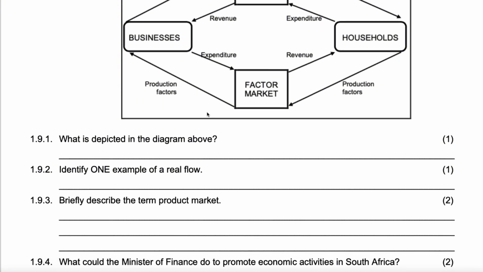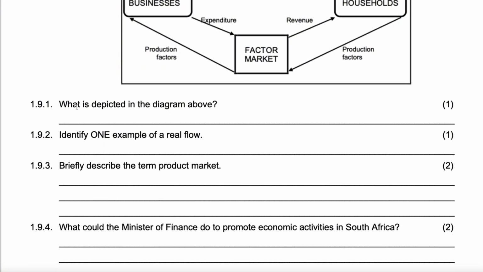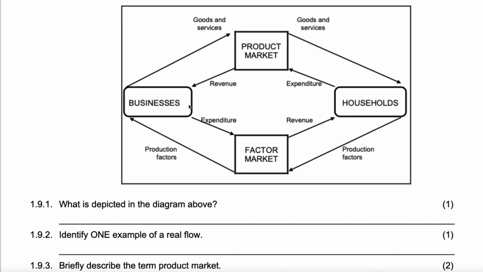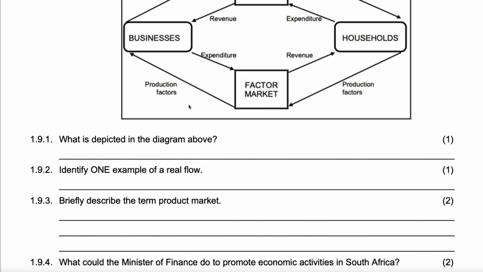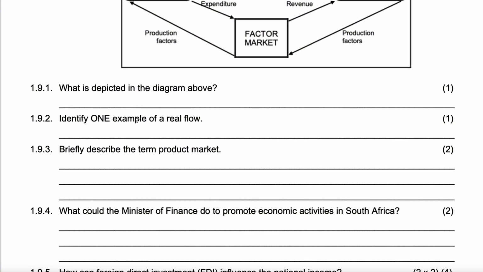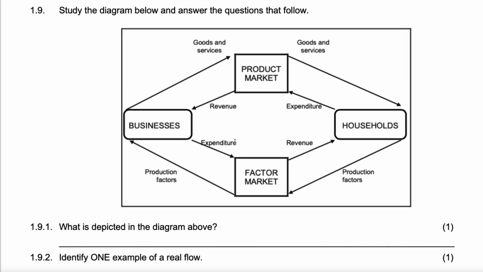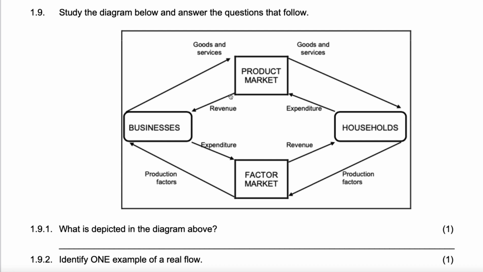Now, what questions do we have? What is depicted by the diagram above? Well, this is a two-sector model. This is a circular flow model. Anything like that. Identify one example of real flow. So this is money flow. You see it? Then real flow is outside. And we say real and money flow in opposite direction.